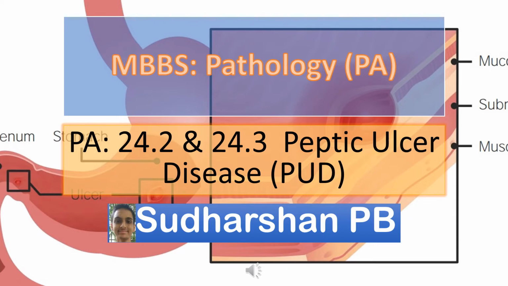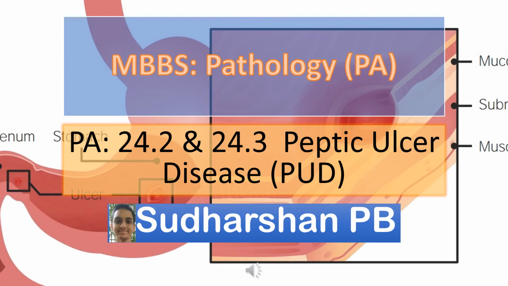Very commonly, the pathogenesis is, as I said, the erosion of the lining epithelium of the stomach if it is gastric, and of the duodenum if it is duodenal. And then we have the clinical features.